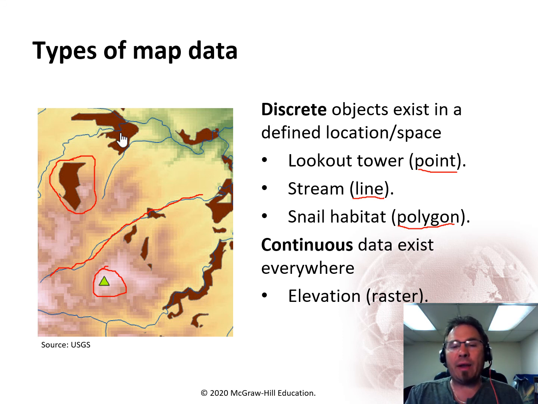And then finally, we have what's called continuous data. Data that is always changing a little bit, even just a little bit. And one of the easiest ones to understand is what's called, well, the data type is called a raster. And the easiest one to understand is elevation.